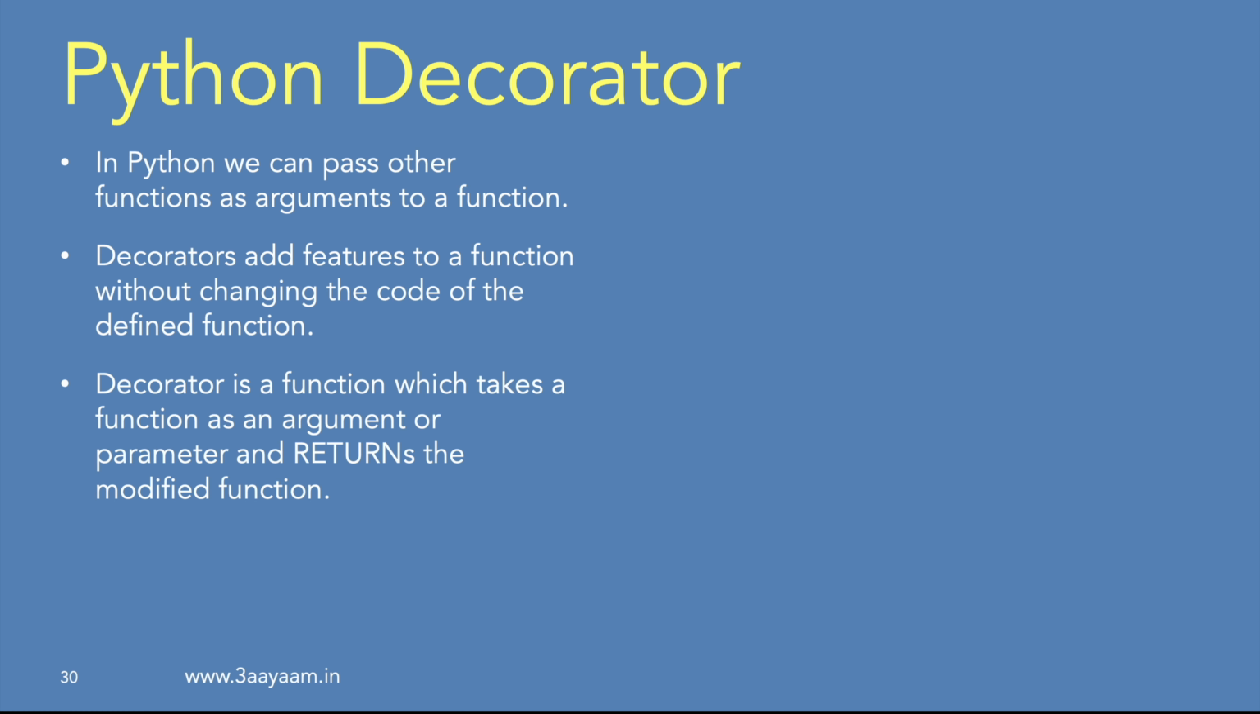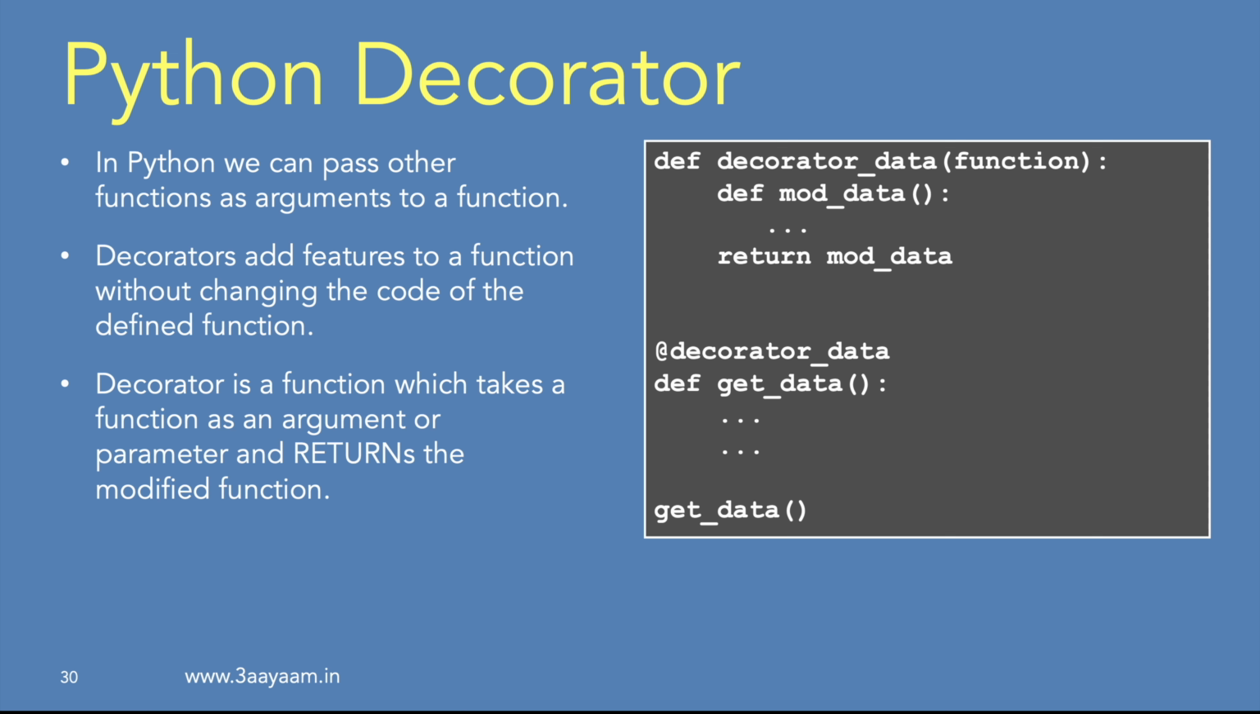So decorator is a function which takes a function as an argument or parameter and returns the modified function. Remember that decorator returns a function itself. It does not return a variable. It does not return a list, dictionary, or anything as such. It returns a function which is modified. So let's take a look at it pictorially. This is how we define decorator. Don't worry, I'll talk about these things in hands-on also and maybe pictorially in the next slide.